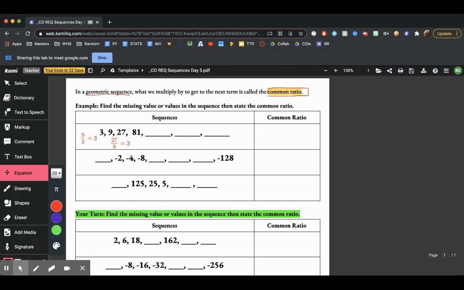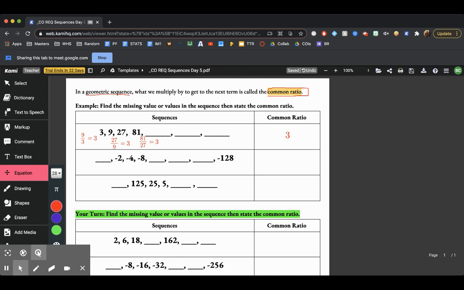And then we have the next one, 81. We're going to divide it by 27. So 81 divided by 27 gives me 3. If you notice, all three gave me 3, 3, 3. That tells me that the common ratio is 3.